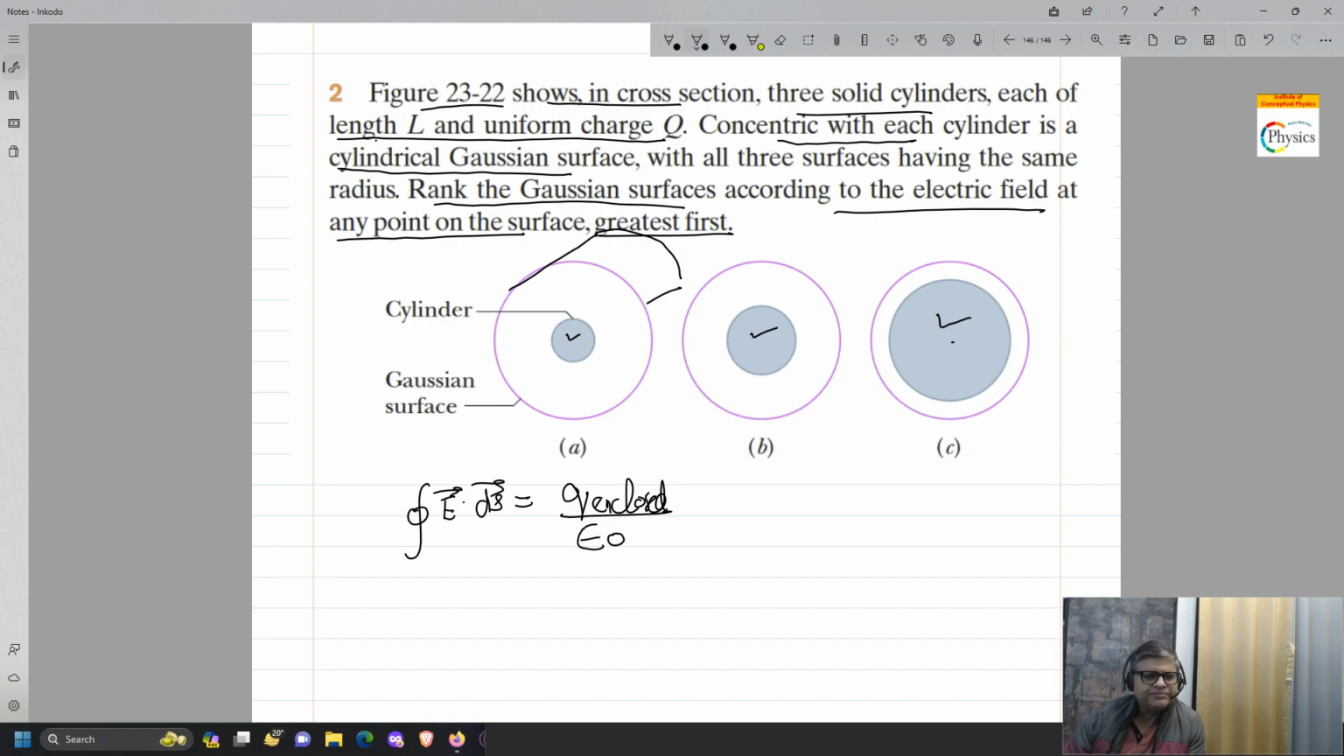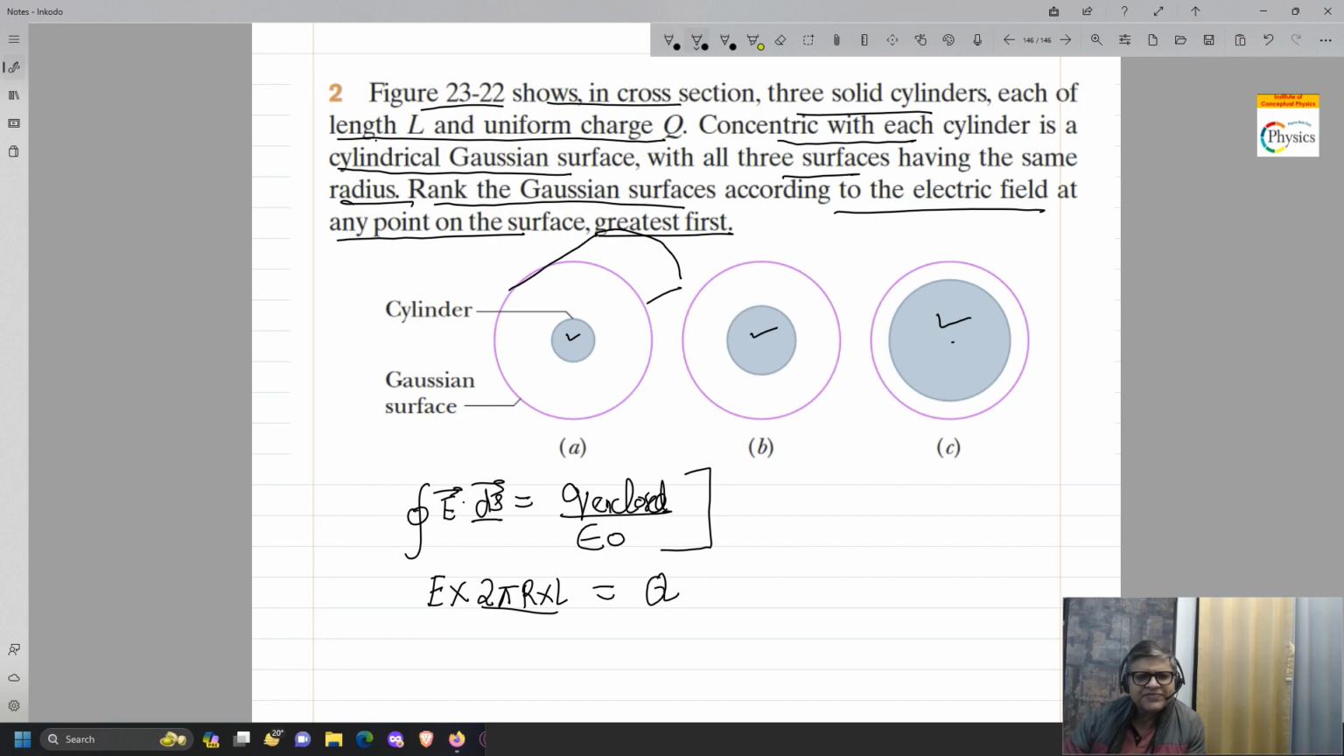Let's look into figure A. The electric field multiplied by dS, which is going to be the curved surface area of the Gaussian surface, 2 pi r l. It says they have the same radius, so let's say the radius is r and the length is l, so 2 pi r l. What is the charge enclosed? Q. If you notice in this particular expression, the concept of charge density is not available, right? And I will discuss this.